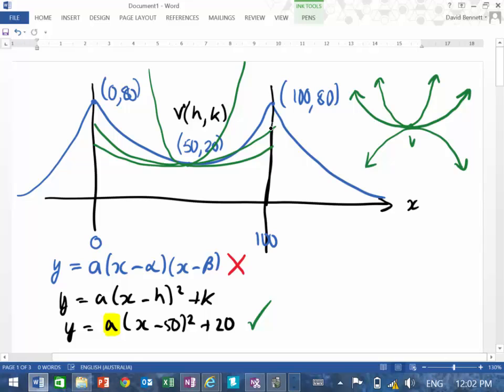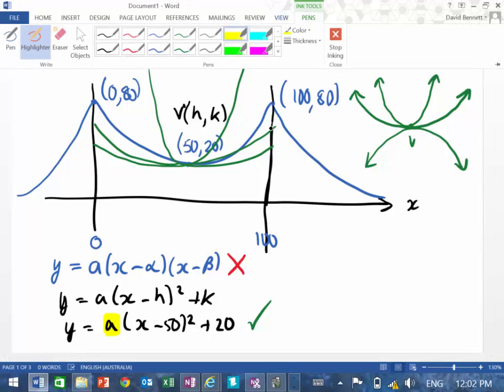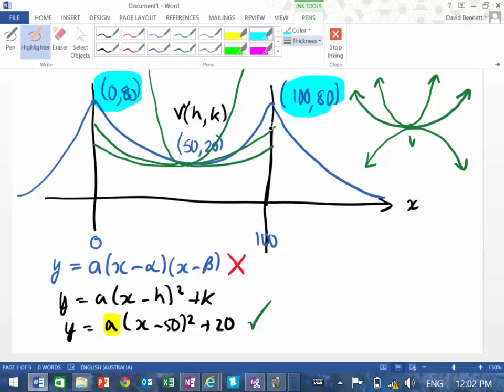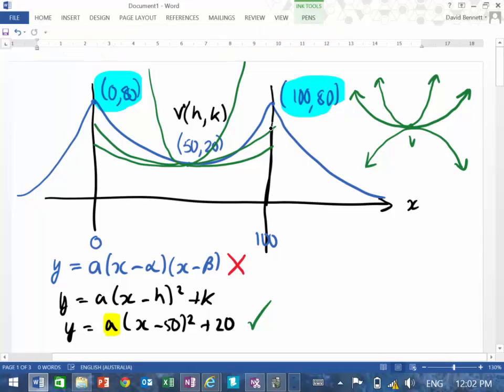So which points could I use? Well, I've got 2 points I could use. I could use this point up there, or I could use that point up there. Are any of those points better than each other? Not really. They're not any better than each other. Alright? So for this one here, I'm going to use that point. Pick a point for me, Craig.